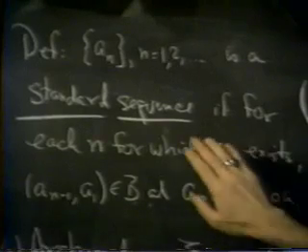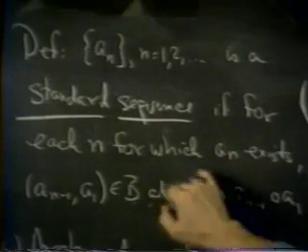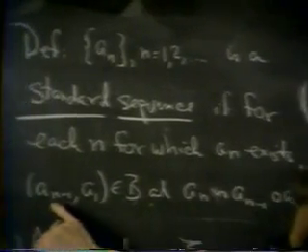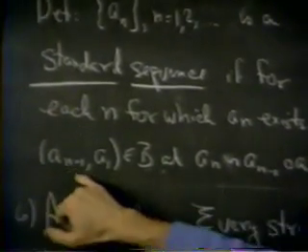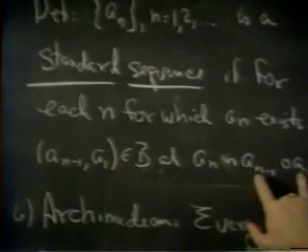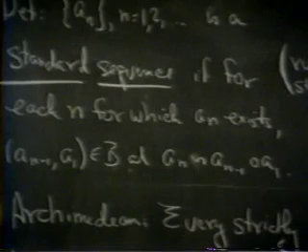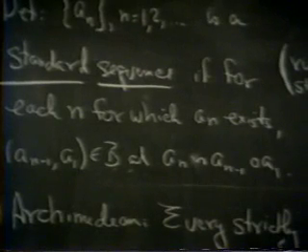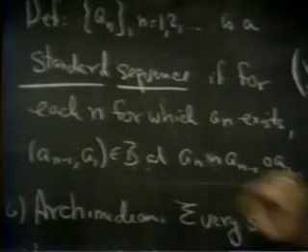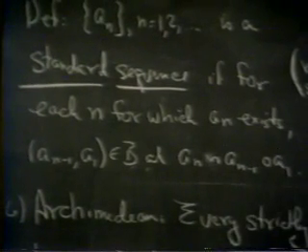It's called a standard sequence if for each n for which the a_n exists, then the previous one, a_(n-1), and the first one, a_1, can be concatenated, and their concatenation is indifferent to the nth one. So it's like the sequence that is generated by n copies. This is the inductive definition of n copies.